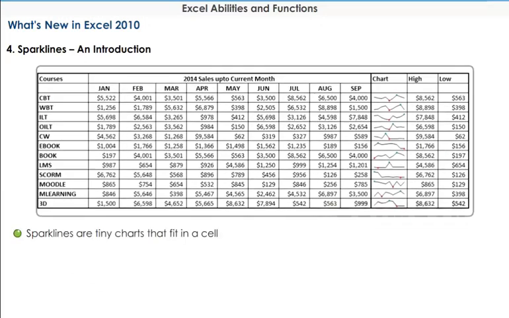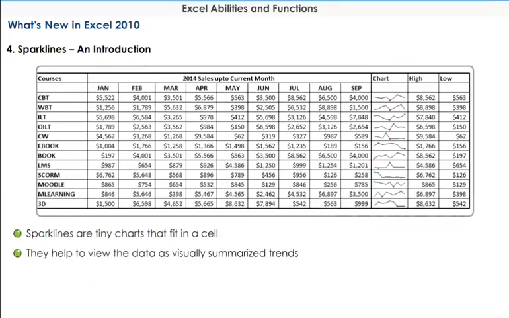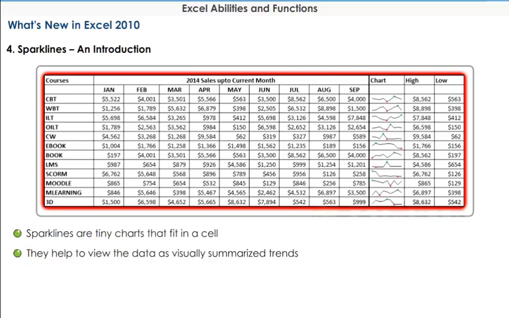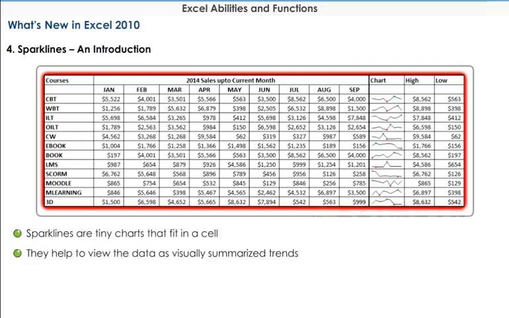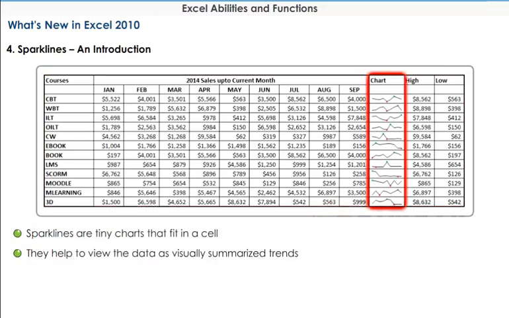Sparklines, an introduction. Sparklines are tiny charts that fit in a cell. They help to view the data as visually summarized trends. Sparklines display the data in a cell. They are especially useful for showing a visual snap of your data. In the example image, the sparklines that appear in the chart column allow you to see at a glance how each course sold in 2014. You will have a detailed discussion about sparklines in an upcoming module.